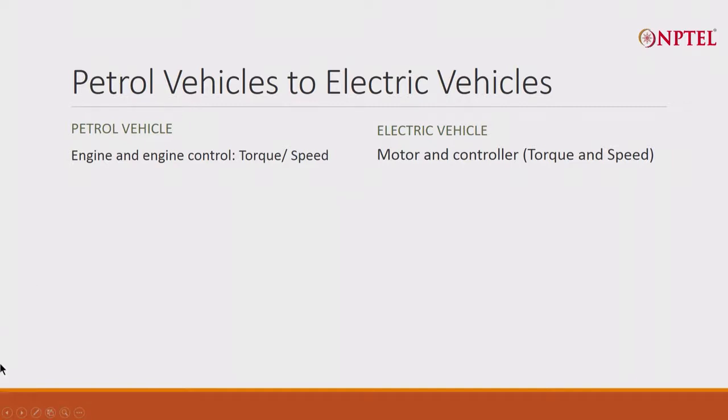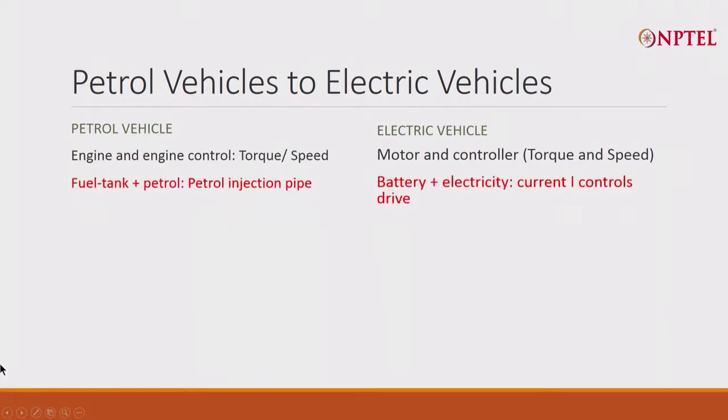So, very important. The second change is, there used to be a fuel tank plus of course petrol, diesel, whatever, and a petrol injection pipe. With this you could control the amount of fuel going in, and more fuel would be required if you are accelerating, going at higher speed. Less fuel is required if you are not accelerating. In this case, the fuel tank is the same as a battery. The fuel tank stores petrol. The battery stores electrical energy.